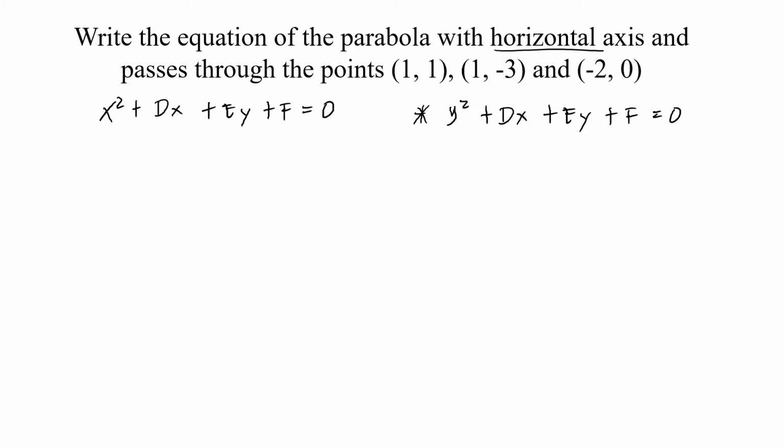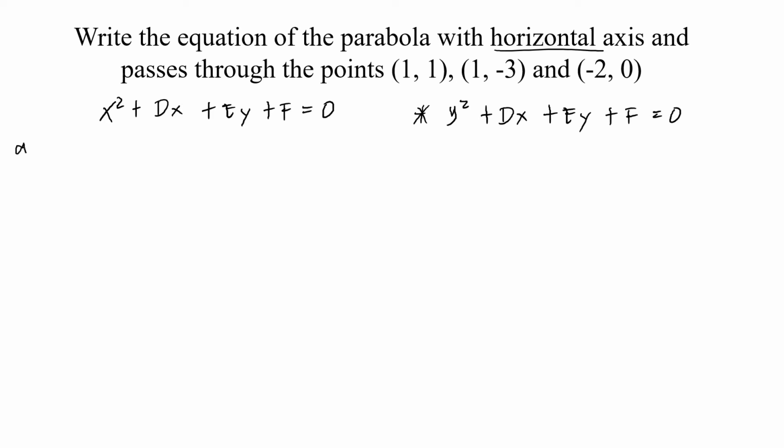What we're going to do is to substitute the given 3 points to the general form of the equation, thereby making 3 equations in variables d, e, and f. From there, we're going to use the elimination method in solving system of linear equations in 3 variables.